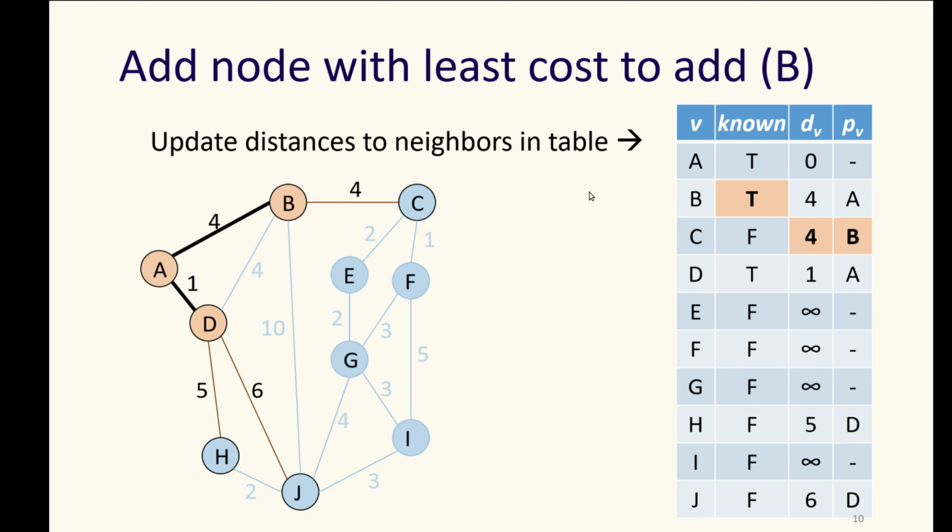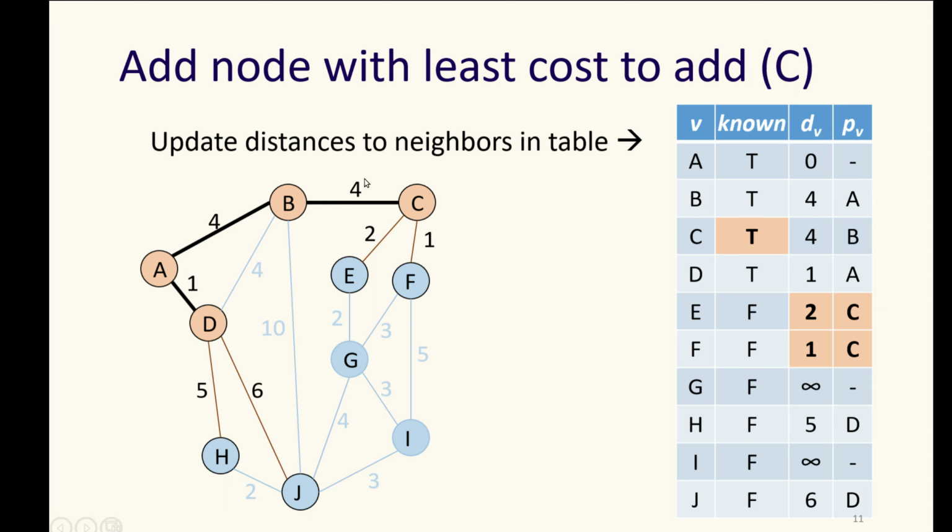From B, we see that we can connect to C, which has not been seen before and is not fully known. We also see that we could connect to J, but it's not a shorter distance than the distance that's already known to connect to J, so we don't have to change that one. We do have to update C to say that it has a distance of 4 from B. Then the 4 to connect to C is the next minimum on my priority queue. These 5 and 6 for H and J are too high. We're not going to explore them yet. We might get to them later.